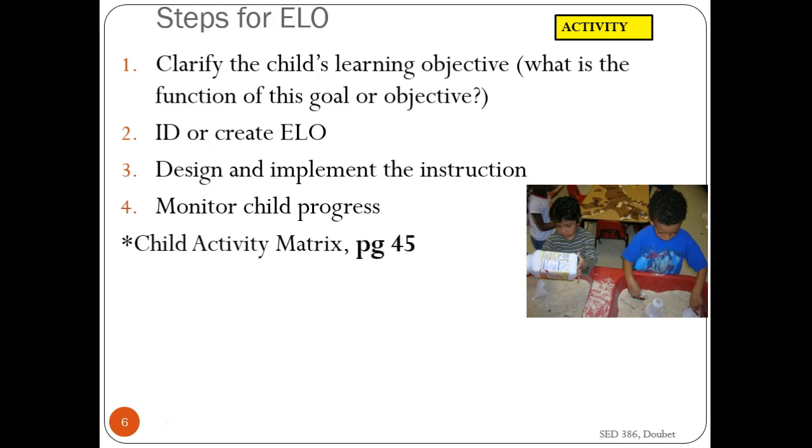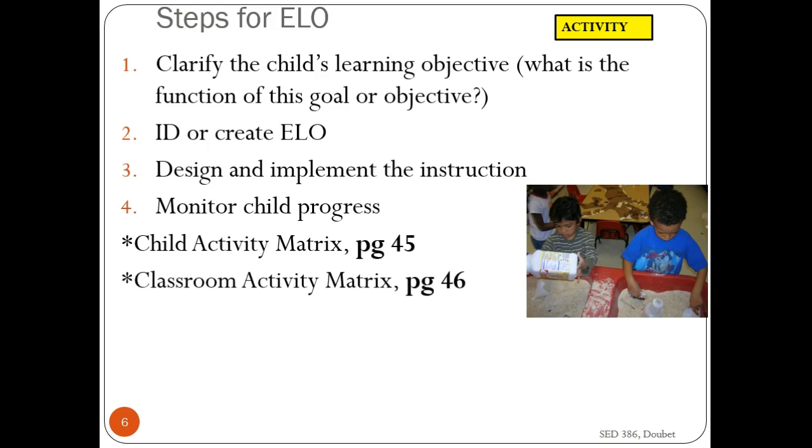Again, you've got a child activity matrix on page 45, which is earlier in this book, which helps. I want to refer you back to that page 45, and I'm flipping to it now, because I want you to remember how we got to the decision about what the learning objective needs to be. So you've got on that page an example for Tina.